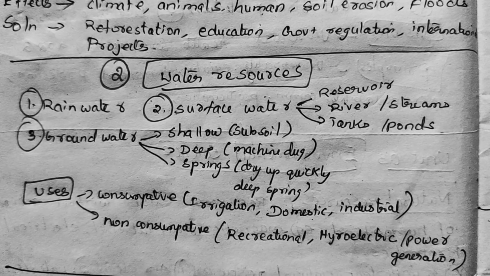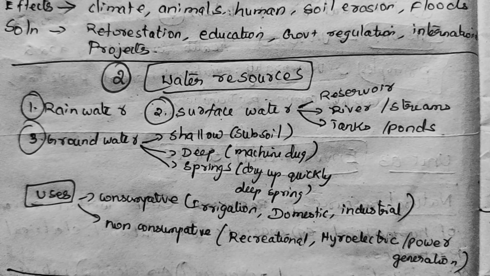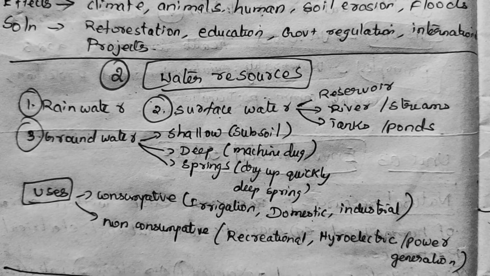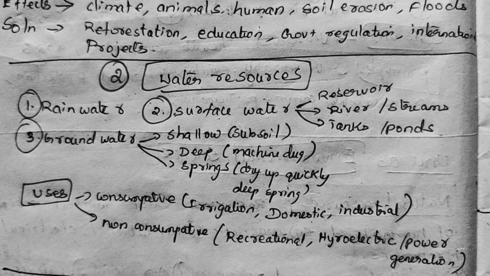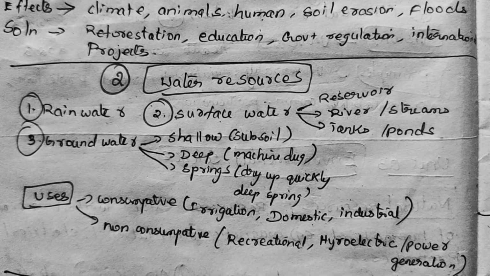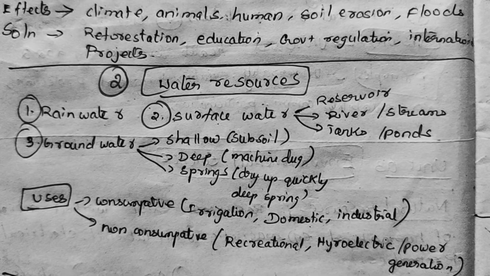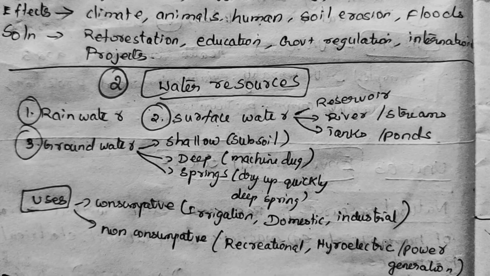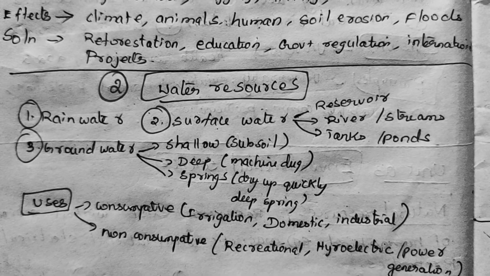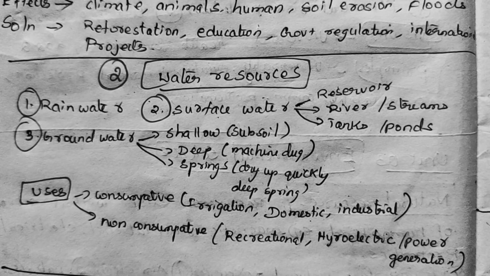And if you move on to the groundwater, you have shallow, that is subsoil. And if you take deep, you can use a machine and tap it. And then springs, they dry up quickly, so you need the deep spring. Okay, what are the uses? Consumptive, in irrigation, domestic and industrial purposes, and non-consumptive, recreational, hydroelectric power generation. So this is about the water resources.